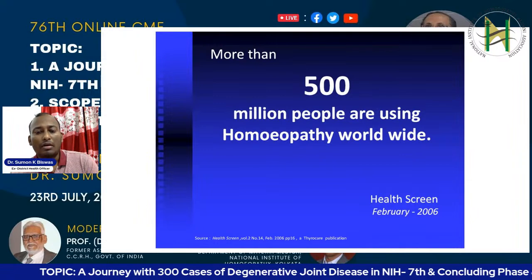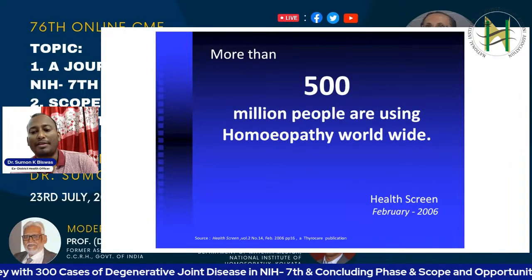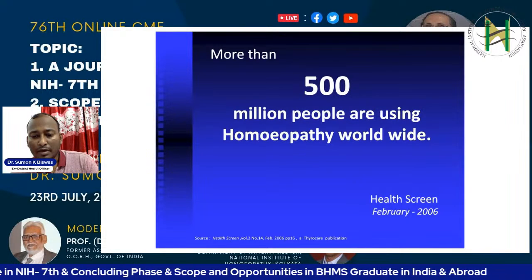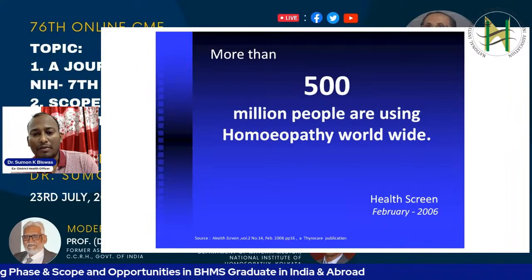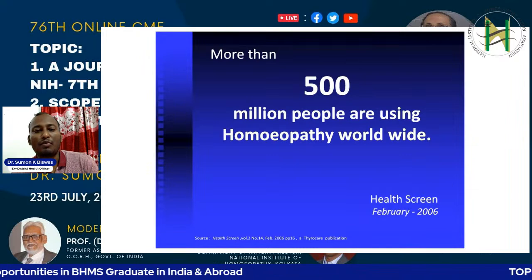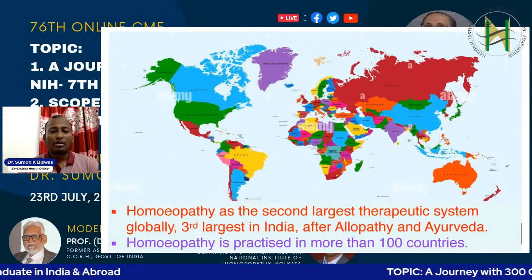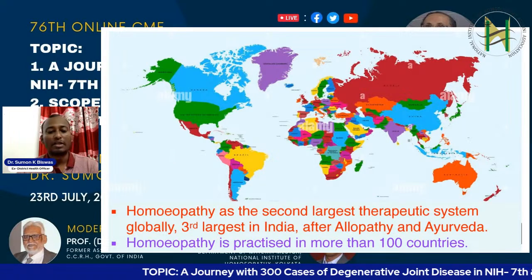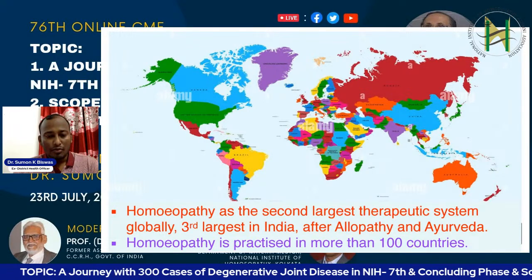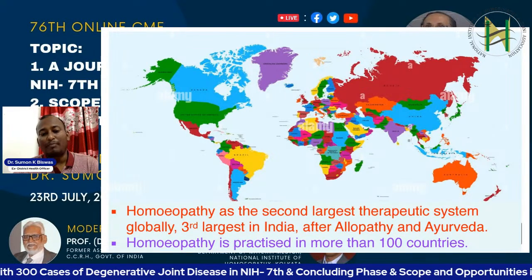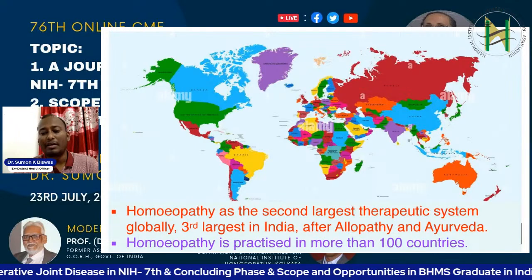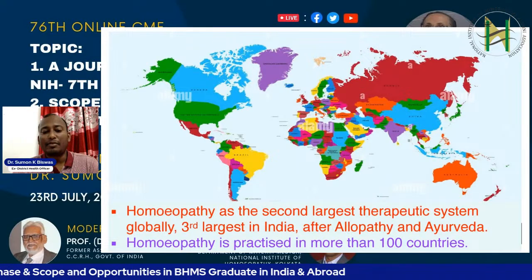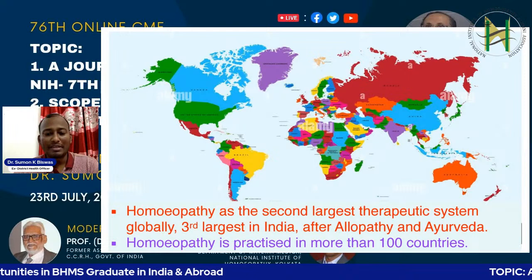And all over the world, 500 million people are using homeopathy, and that report was from long back, 2006. So it's a huge population. If we look at the global scenario, homeopathy is the second largest therapeutic system globally, but the third largest in India. In India, allopathy is first, second is Ayurveda, and homeopathy is third. But in the global scenario, after allopathy, homeopathy is second.